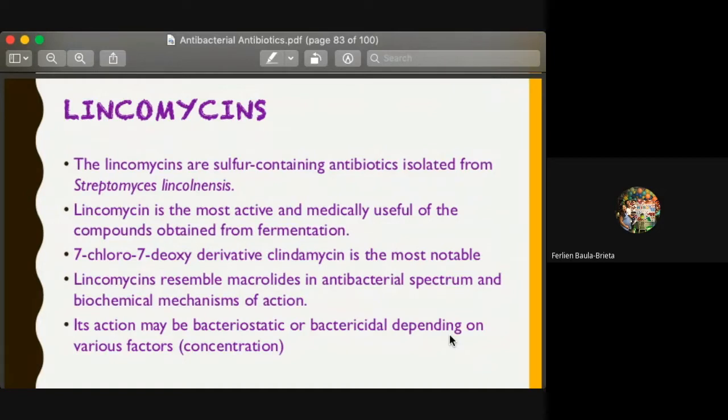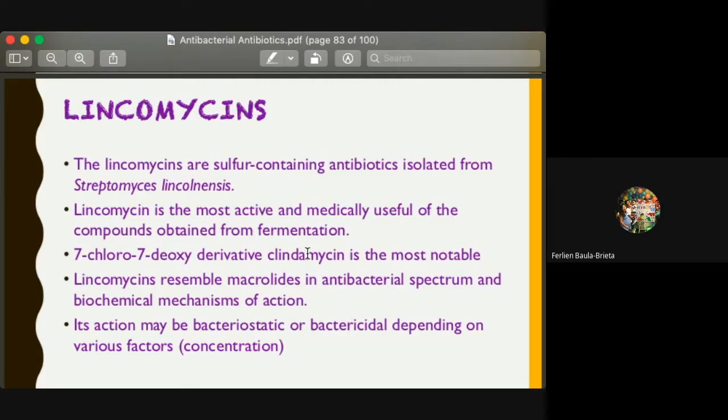So lincomycin is the most active and medicinally useful among the different compounds obtained from fermentation. So its structure is 7-chloro-7-deoxy, and this is the derivative of clindamycin, which is very useful in the management of soft skin tissue infection. So lincomycins resemble macrolides in antibacterial spectrum and biochemical mechanism of action. So they are considered as bacteriostatic, and they act on the protein synthesis 50S ribosome.